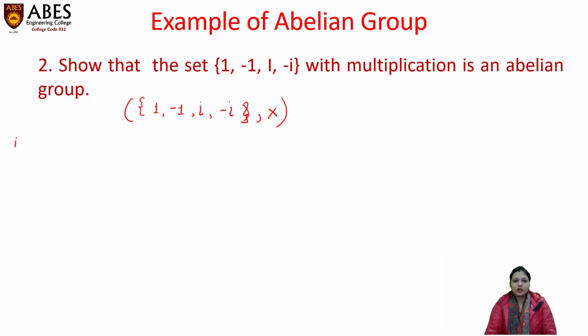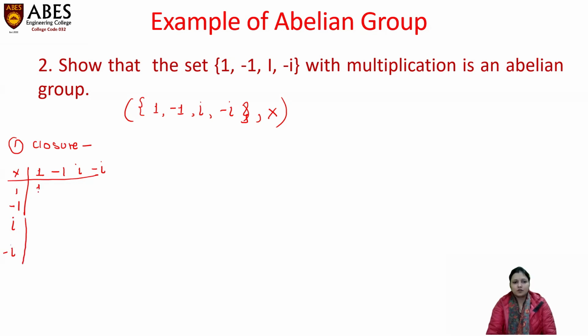As we know, for an abelian group, 5 properties should be satisfied. The first one is closure. Here the set is a finite set, so we can check the closure property using a composition table or Cayley's table, or we can also call it the closure table. We will perform the multiplication between all pairs or combinations out of this particular set.